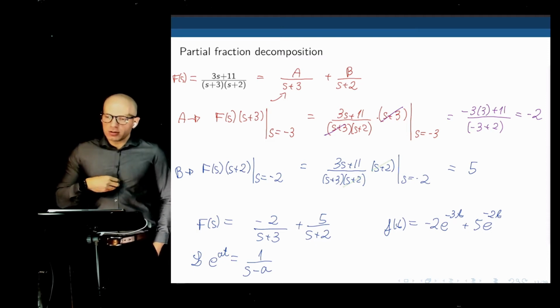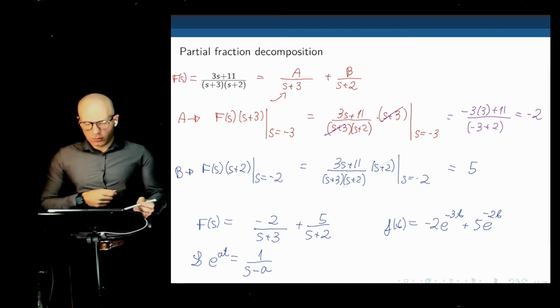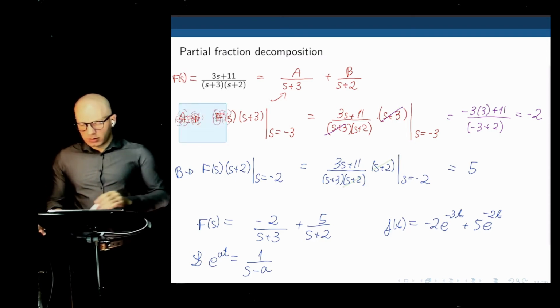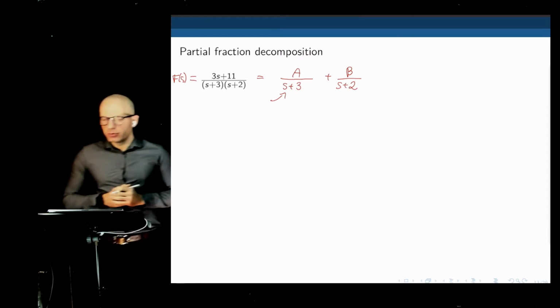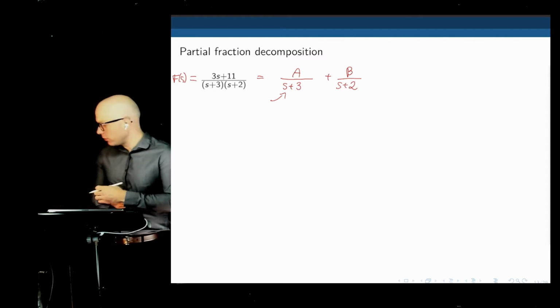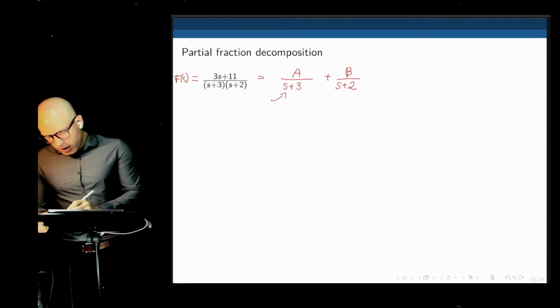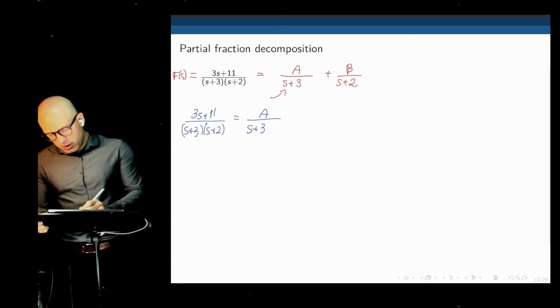Any questions about this method? No? Okay, so let's do method number 2. So this is method 1. Method 2 will consist in finding a system of equations and then solving for that. Either one works. Here we have 3s plus 11 divided by s plus 3 times s plus 2, and this is supposed to be equal to A over s plus 3 plus B over s plus 2.